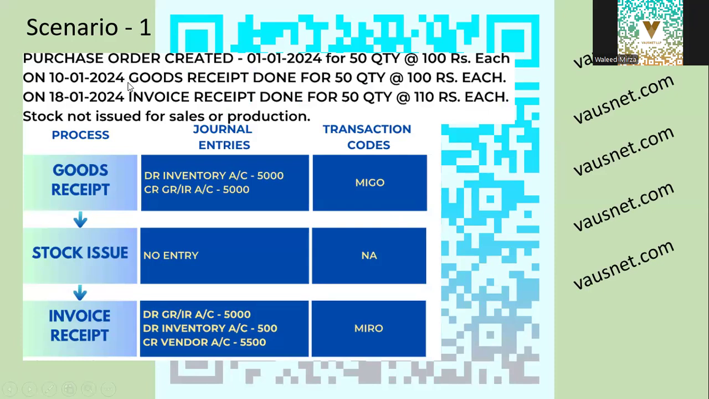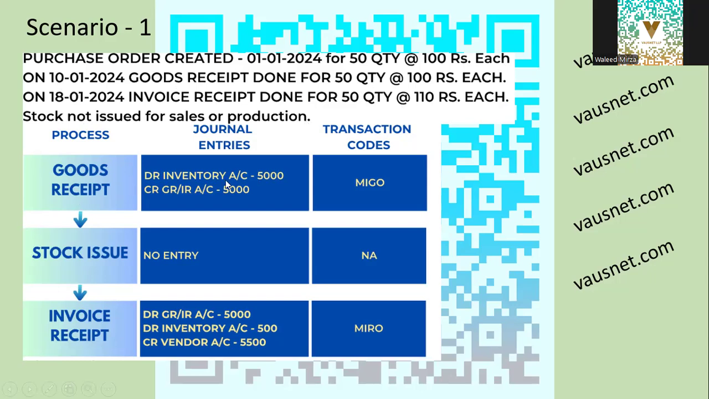On 10th Jan, goods receipts are done for 50 at 100 each. On 18th Jan, invoice receipt is done for 50 quantity at 110. Now, why is this difference? Because that difference can be foreign exchange difference. Okay. So the first is purchase order is created, but at purchase order, no financial entry is recorded.